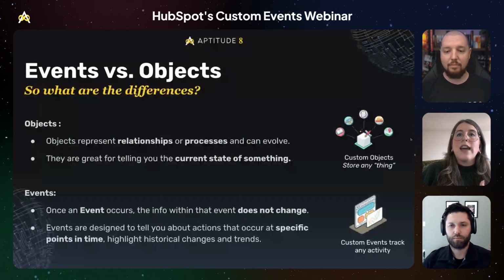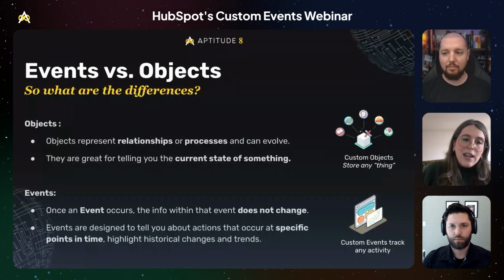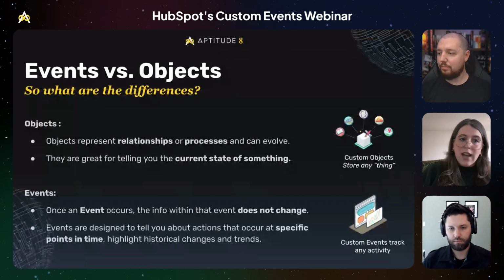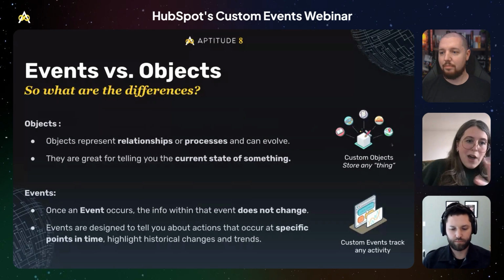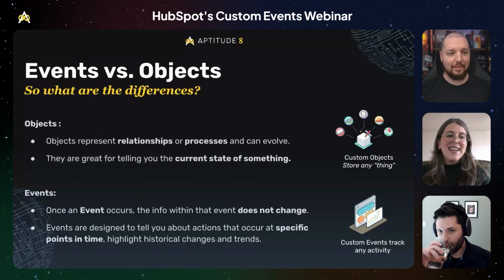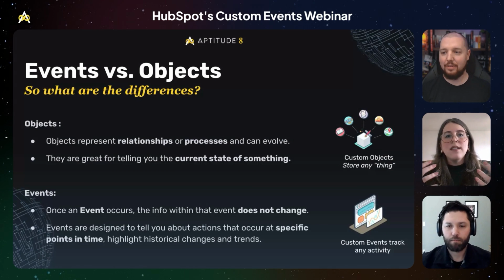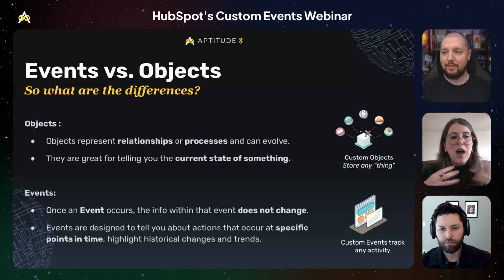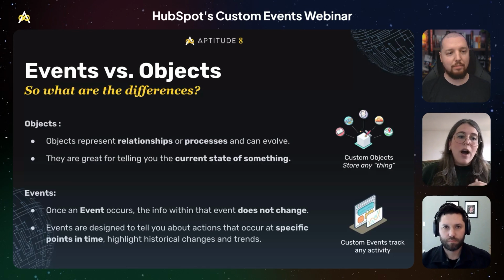So if you think about things like a form submission, an email open, a website page view, those are all examples of events that HubSpot tracks out of the box without you even knowing. They just kind of happen in the background and we collect that data. So why do I bother explaining this at all if it's not really present in HubSpot's navigation, right? It helps to draw the alignment between what custom events are and how you should use them.